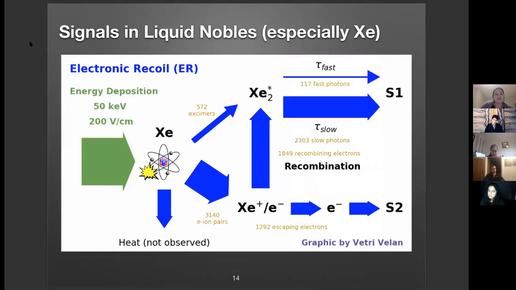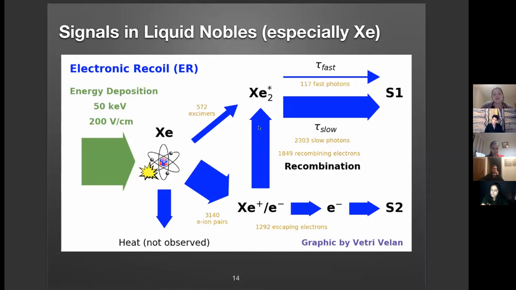So that's exemplified here in this plot, where I first show an electronic recoil coming in. So we've got an energy deposition coming in. Our heat isn't observed. We have a larger arrow going to ionizing our xenon, freeing some electrons, and eventually giving us our S2 signal. And a smaller arrow coming into this excited, actually an excited dimer state. So if you only had chemistry that taught you that the noble gases don't make molecules, this is the key where when you have an excited state, you can make a molecule, but it then relaxes. And that's what gives us our scintillation light.